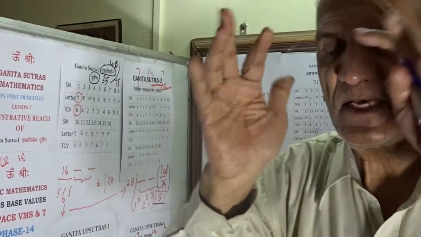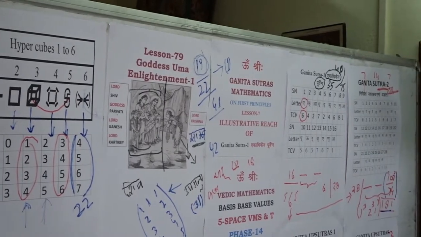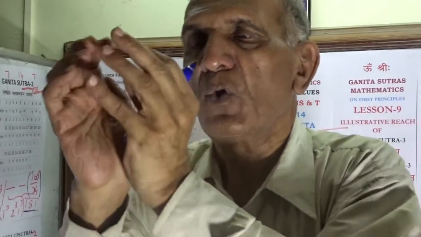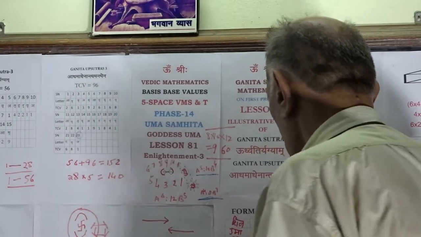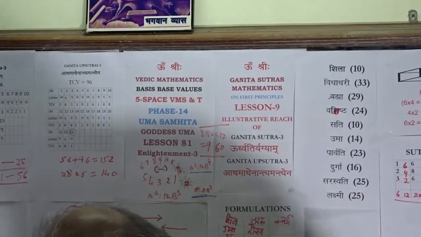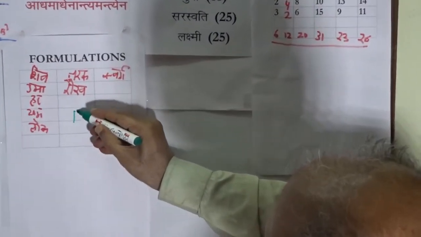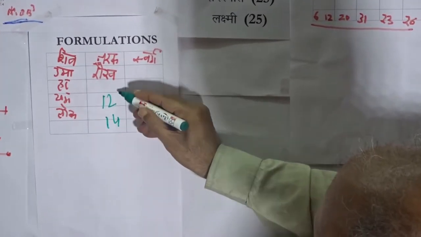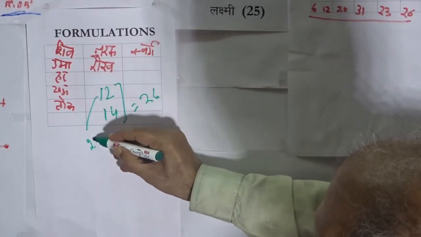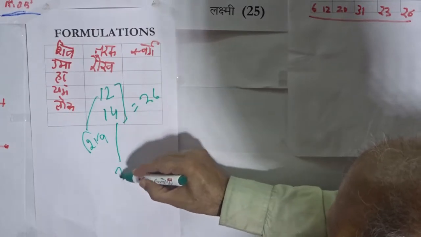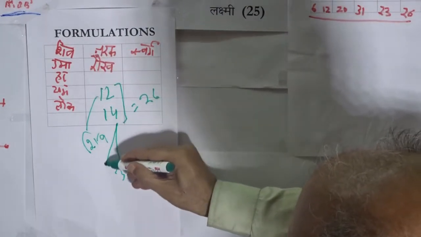Now, let us have a pause here. This reach is designated as a reach of a Yamlok. Let us revisit the formulation Yam and Lok. We will see that the formulation Yam is of TCV value 12 and the formulation Lok is of TCV value 14. It is a value 26. Let us further see that this is a formulation of Shiv and it is the value of Uma. Further, let us see that 12 is a value of Shiv and 14 is also a value of Her.